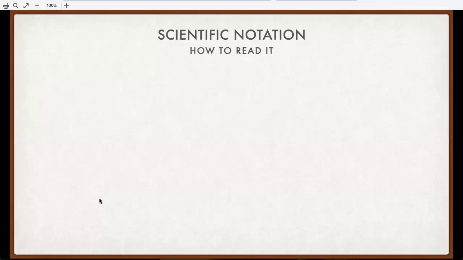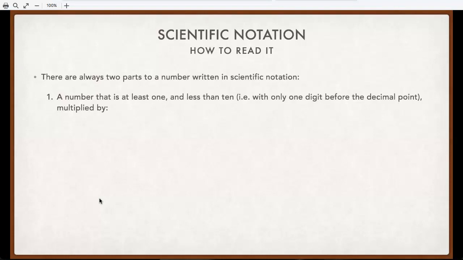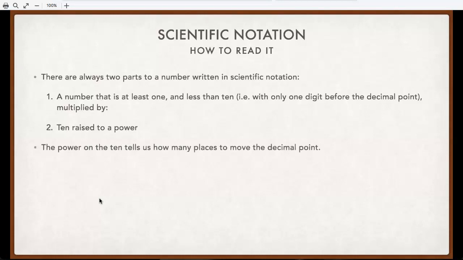track of them better. Now, when you see a number in scientific notation, there will always be 2 parts to it. The first part is some number that's at least 1 and less than 10. So this will be a number that only has 1 digit before the decimal point. This will always be multiplied by the second part, which is 10 raised to some power. The power on the 10 will tell us how many places to move the decimal point to get the actual number written in our standard way of writing numbers.